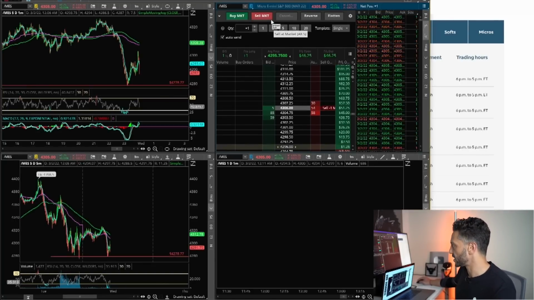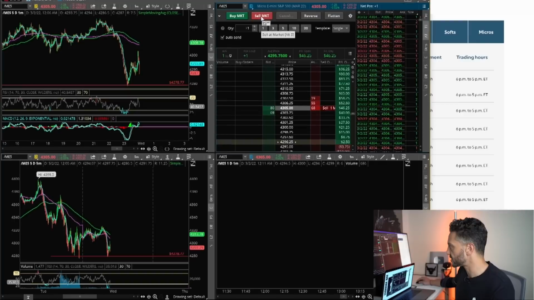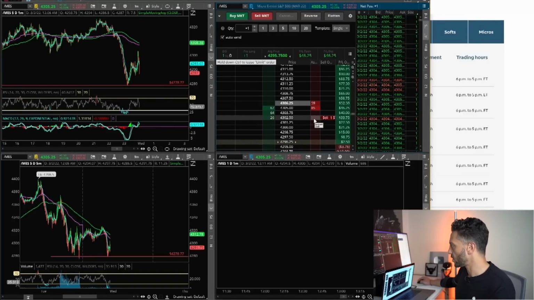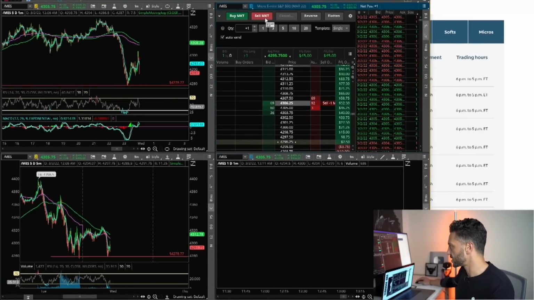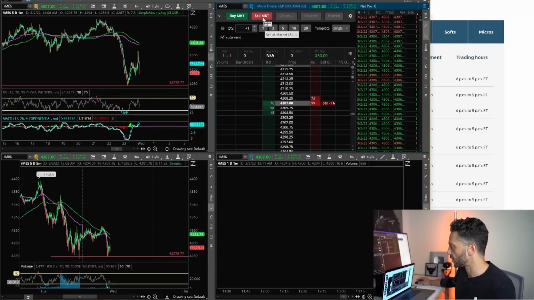Again, the bid-ask spread is very narrow. If you're happy with your profits, you could just go ahead and sell at market, or you could set a limit order by clicking on the minimum amount that you want to sell this contract for. In this case, I'm just going to sell at market and lock in these $45 or $50 profits.